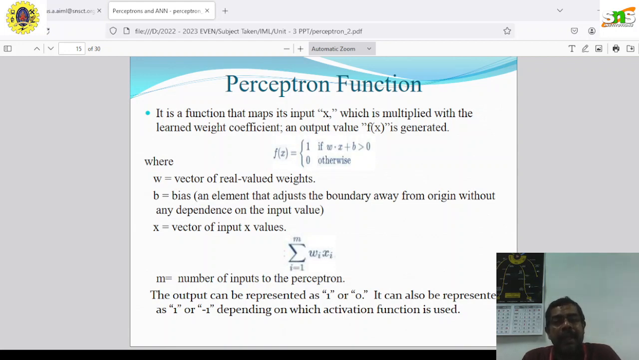Now the function can be rewritten as a summation of i varying from 1 to m, where we multiply the weights with x, that is wi into xi. Here m is the number of inputs to the perceptron. The output can be represented as either 1 or 0. It can also be represented, as we saw earlier, by +1 or -1, depending on which activation is used. So this is the basic constraint of the perceptron function.